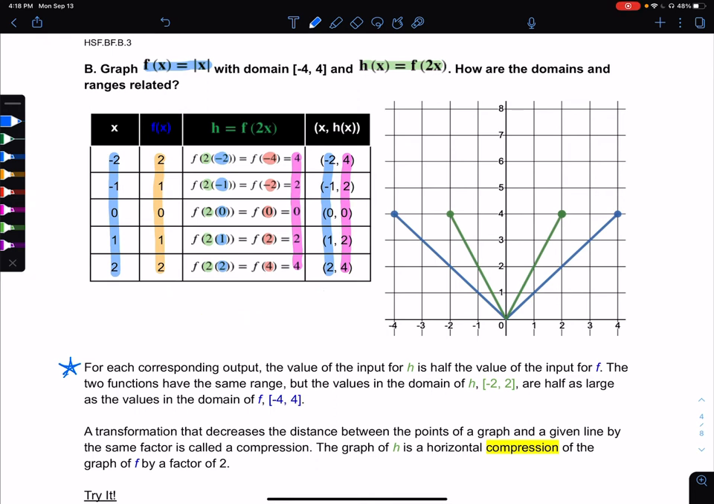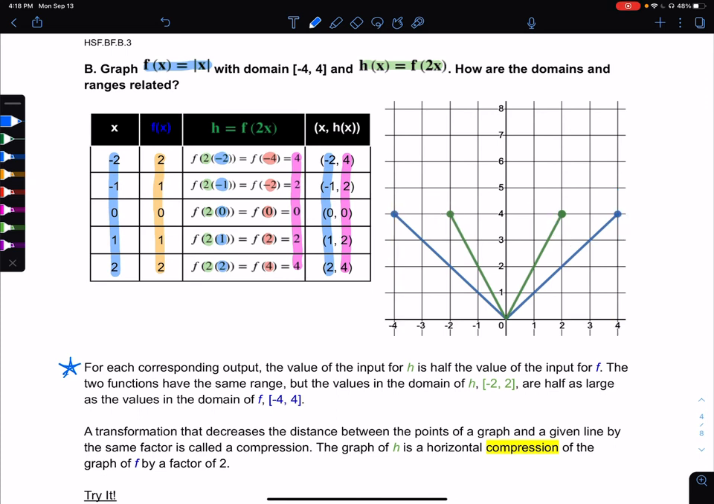We still go from 0 up to 4. That hasn't changed. However, our domains this time are different. The domain no longer goes from -4 to 4. It now goes from -2 to +2. So what's happened is we've cut our domain in half.